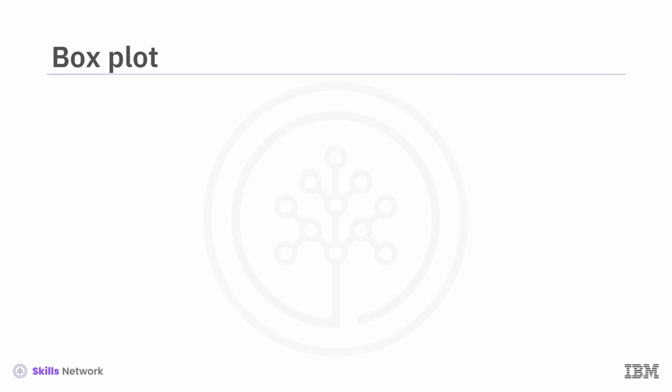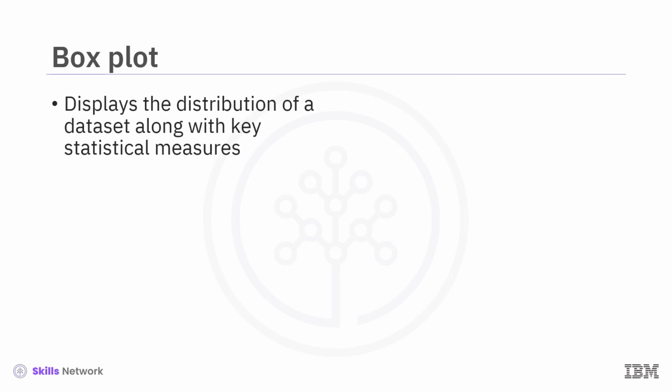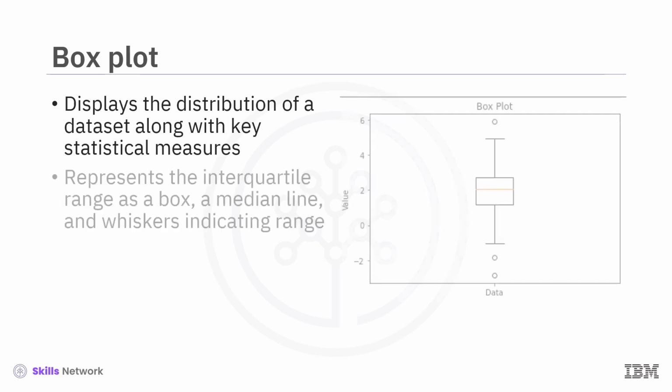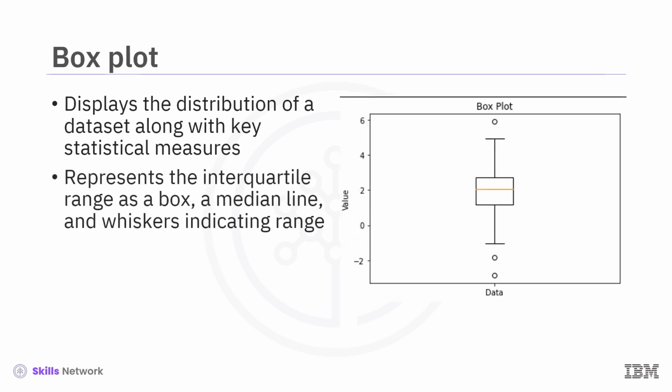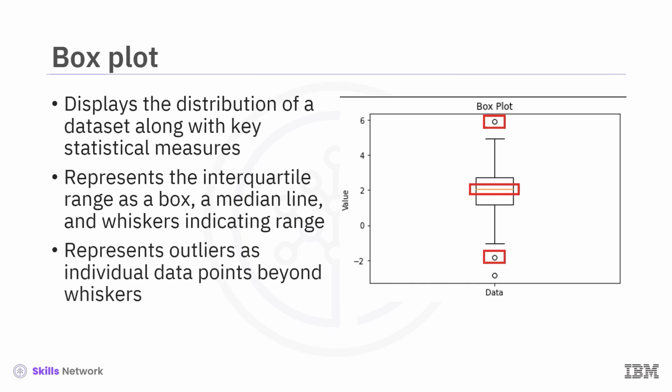Let us learn about the box plot. A box plot, also known as a box and whisker plot, is a type of plot that displays the distribution of a data set along with key statistical measures. It consists of a box representing the interquartile range, IQR, a line inside the box representing the median, and lines, whiskers, extending from the box to indicate the range of the data, excluding outliers. Outliers may be represented as individual data points beyond the whiskers.